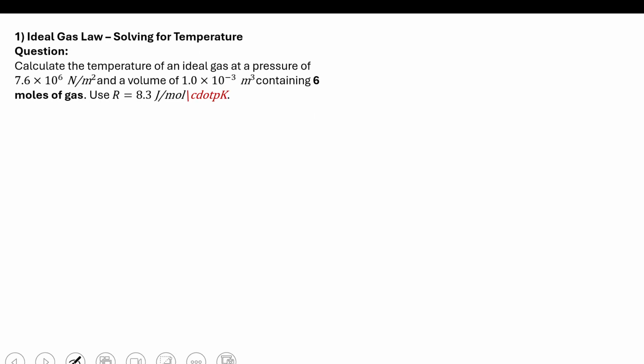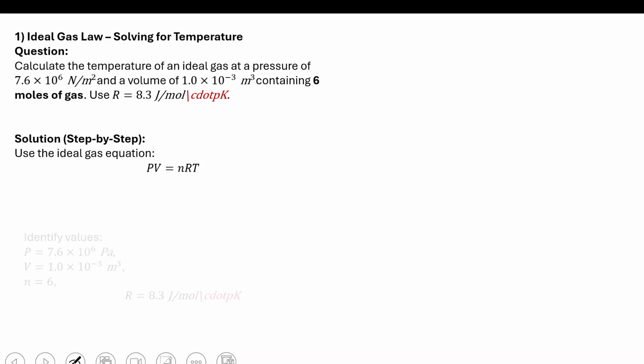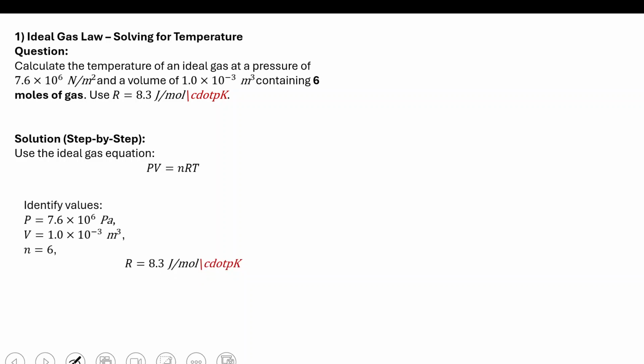Ideal gas law, solving temperature problems. Here we should calculate the temperature of an ideal gas at a pressure of 7.6 times 10 to the power 6 Newton per meter square, and the volume is 1.0 times 10 to the power minus 3 meter cube, containing 6 moles of gas. Again, this is the ideal gas law, PV equals nRT. So we'll write the formula out, check the question and plug in the parameters. From the question, P is given as 7.6 times 10 to the power 6, V is given as 1.0 times 10 to the power minus 3 meter cube, and n is given as 6 moles.